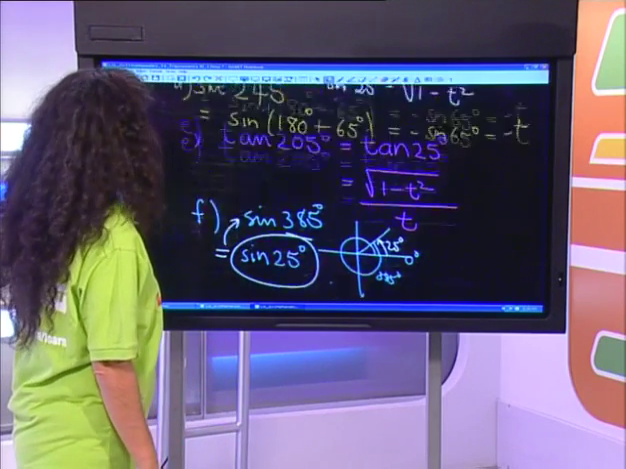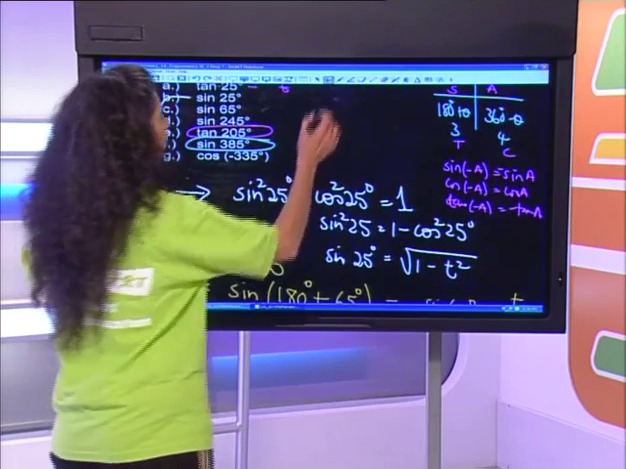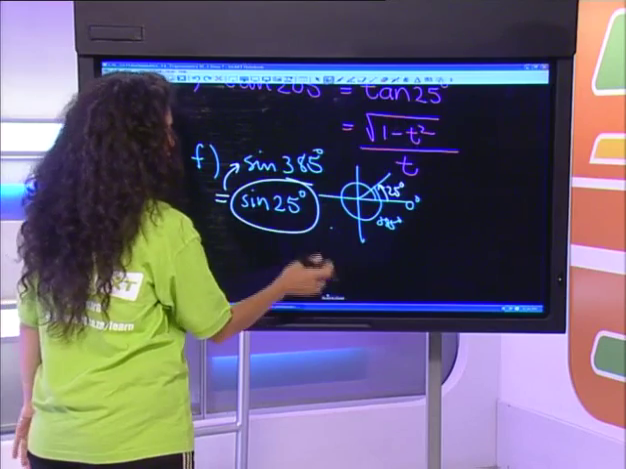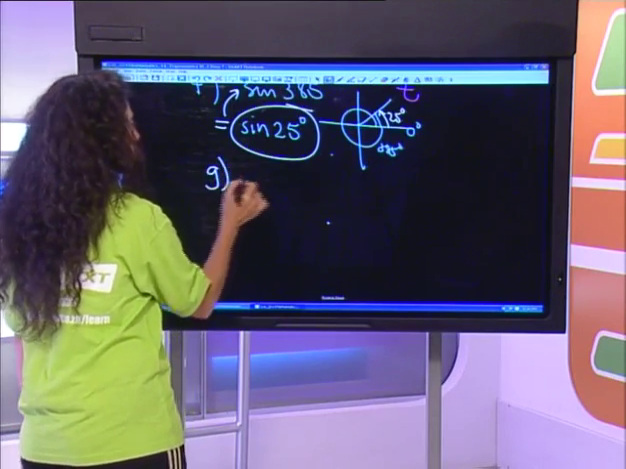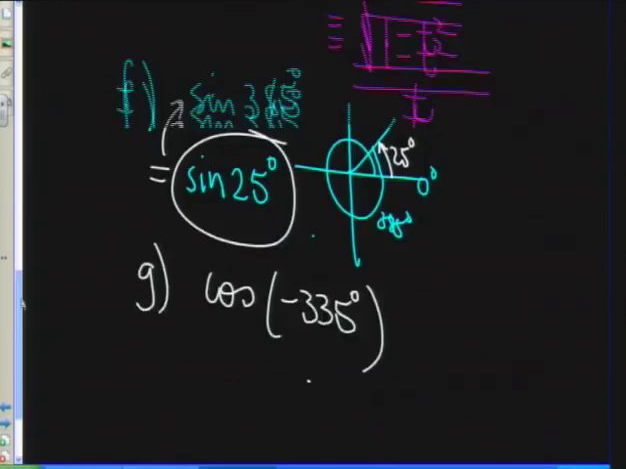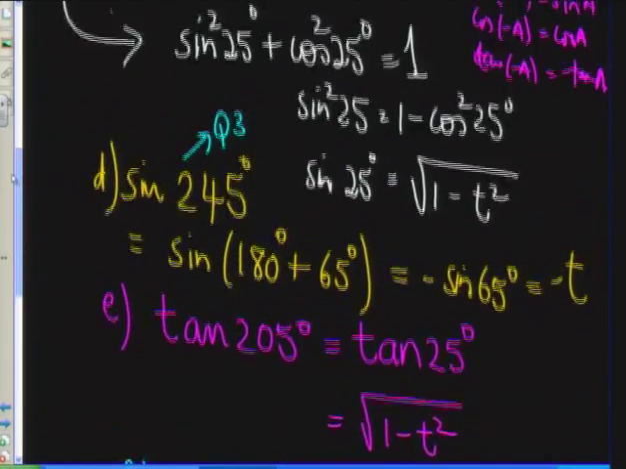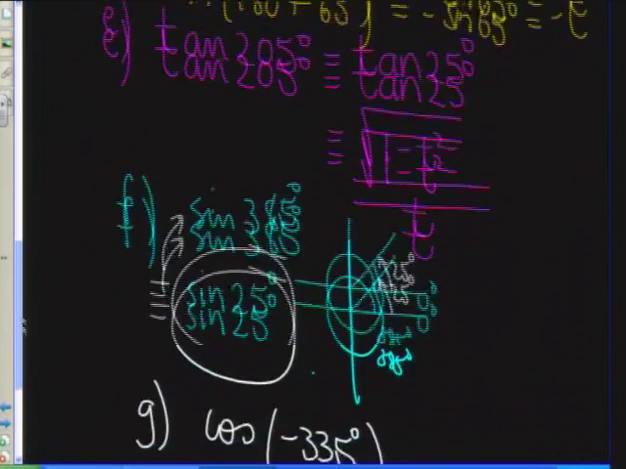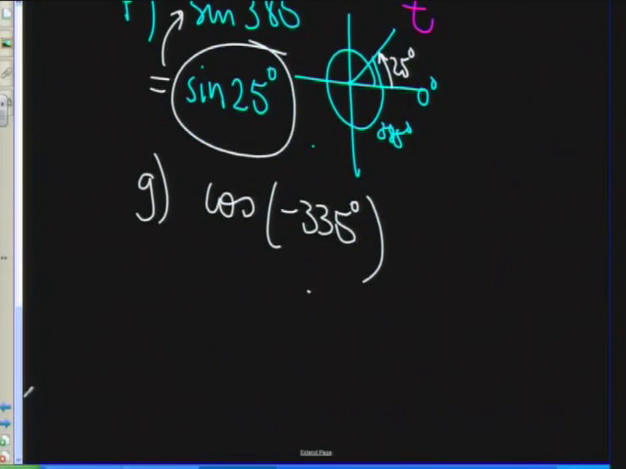And then we've got cos of negative 335. Do you remember what the rule is for a negative angle? We've written down the notes, consult them. Here it is. Here's the rule for a negative angle. It's exactly the same as its positive partner. So because the cos function is symmetrical about the y-axis, this will give me the same value as cos 335.